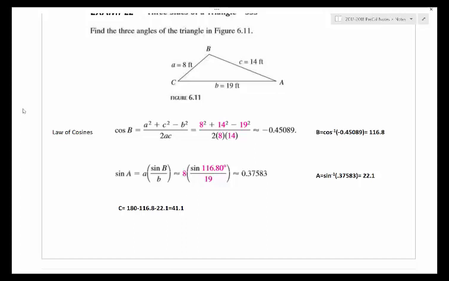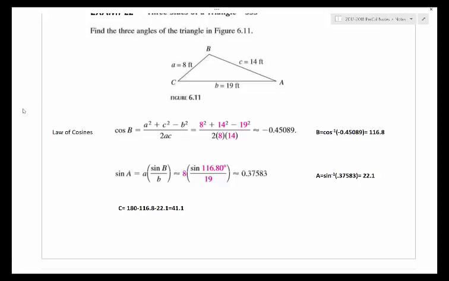So I plug in here and I've got 8 squared plus 14 squared minus 19 squared over 2 times 8 times 14, and all of that equals negative 0.45089. Just some simple math, plug it in the calculator. I recommend you just type it in the calculator: parentheses, 8 squared plus 14 squared minus 19 squared, close parentheses, divided by parentheses, 2 times 8 times 14, close parentheses, enter. Get that number, you're done.